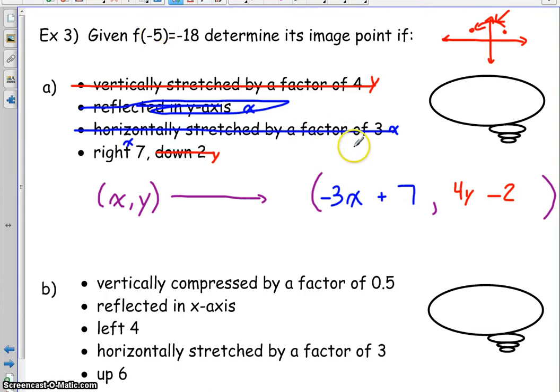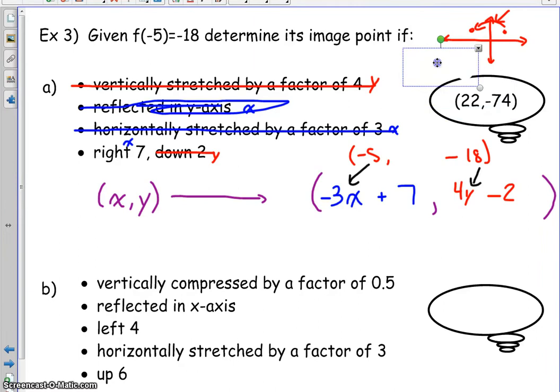So now that I know my original point was negative 5, negative 18, I can simply do that substitution into the mapping rule and solve for my image point. Okay, so negative 3 times negative 5 is 15, plus 7 is 22. And 4 times negative 18 is negative 72, I believe, minus 2 should be negative 74. So you get 22, negative 74.